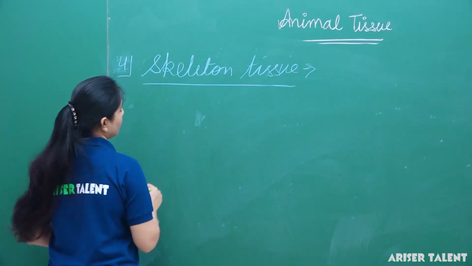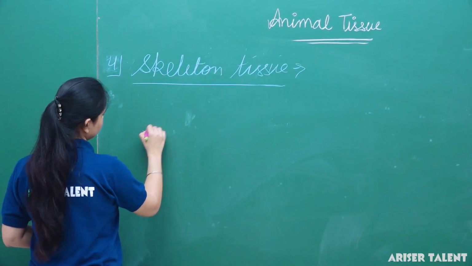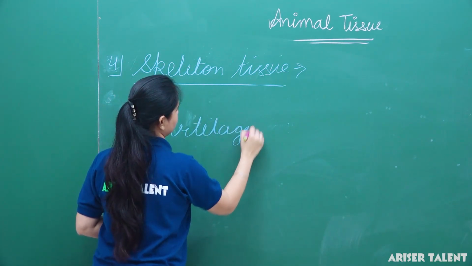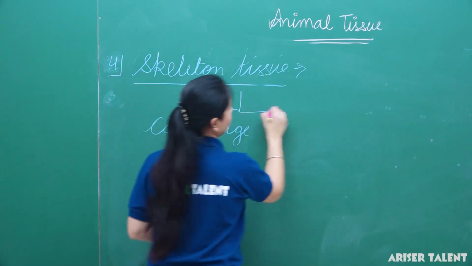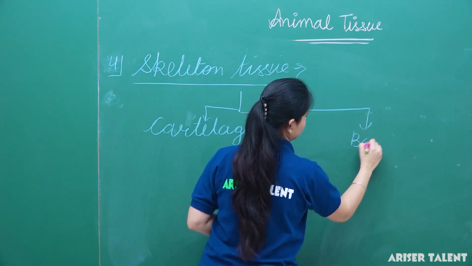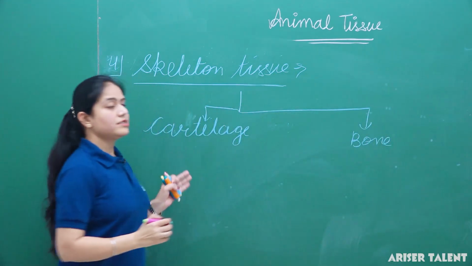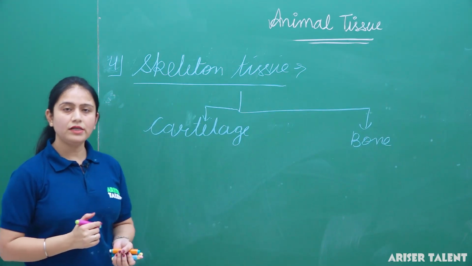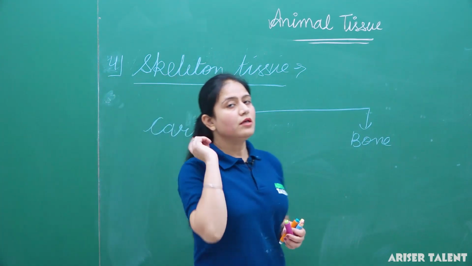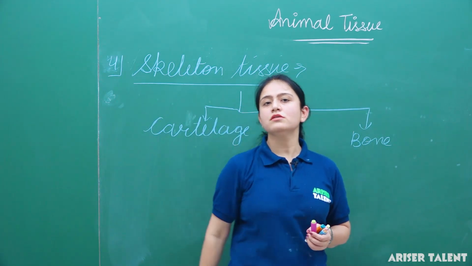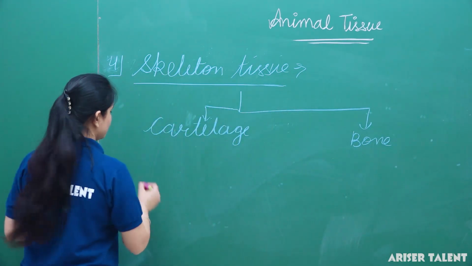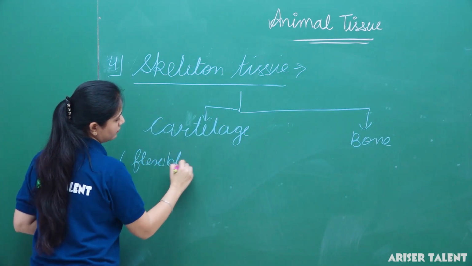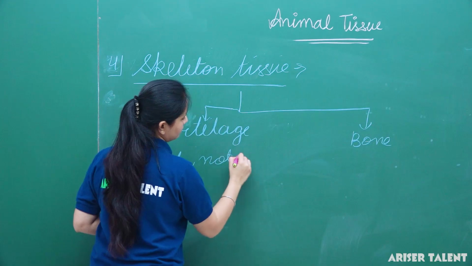Okay, so they are of two types: cartilage and bone. Cartilage is made up of soft fibers. It is flexible in nature. Okay, so these are cartilage tissues, means flexible. They are not much hard.